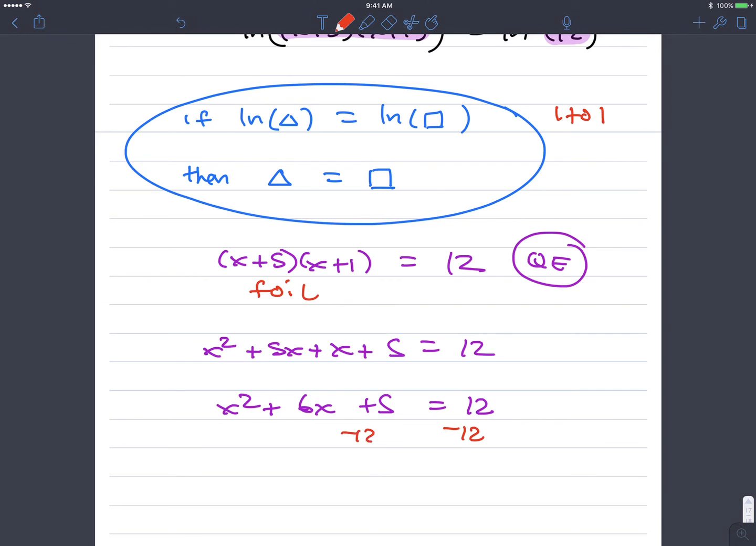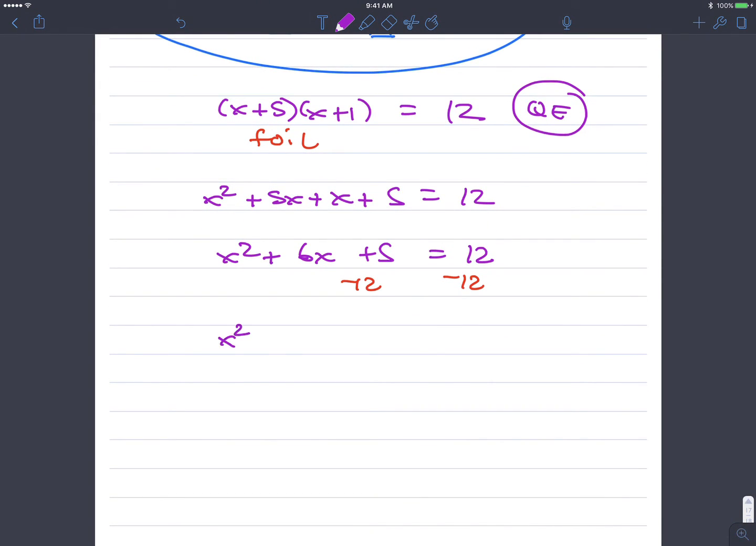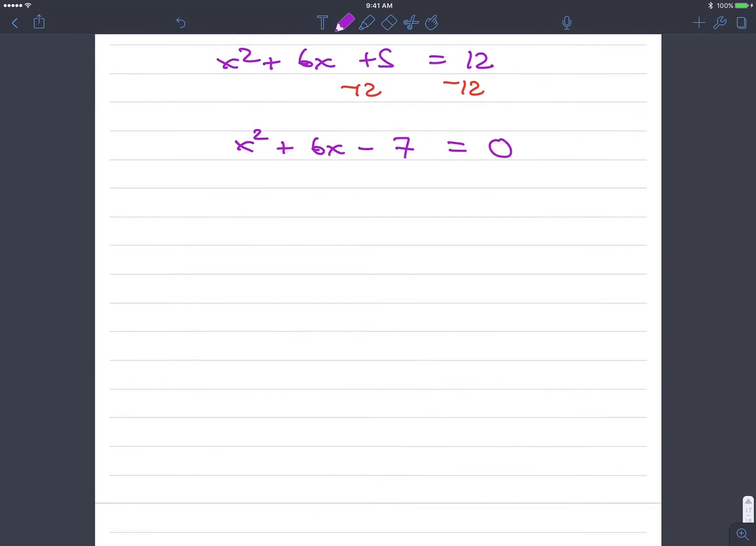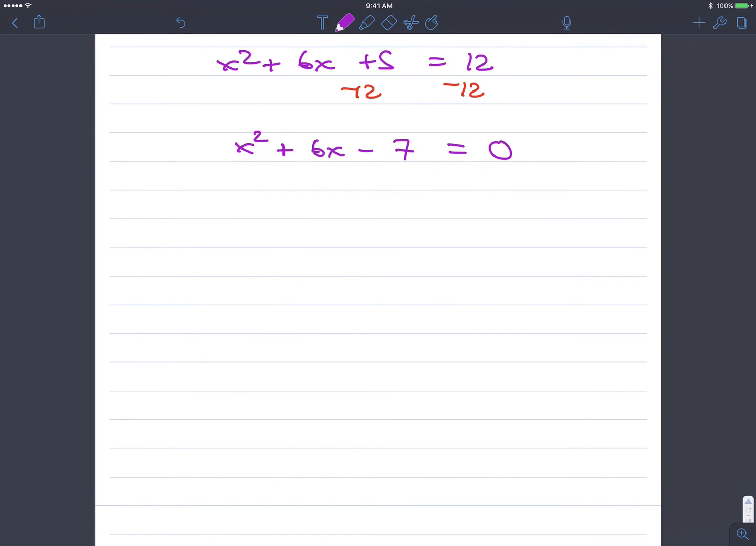Subtract your 12 from both sides. You get x squared plus 6x minus 7 equals 0. Your nice quadratic equation, you could use the quadratic formula. You can actually complete the square if you like, I guess, and I prefer to factor. If it's factorable, we can factor. x and x, 7 and 1, plus and minus.